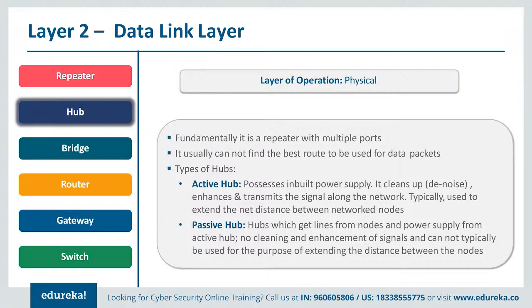Different types of hubs are active hub and passive hub. The active hub is typically used to clean up the network disturbance or network noise and also to enhance the signal strength across the network. The passive hub is simply a pass-on device. It just transmits the signal whatever it gets. It will not make any modification, error fixing, or denoising, etc.